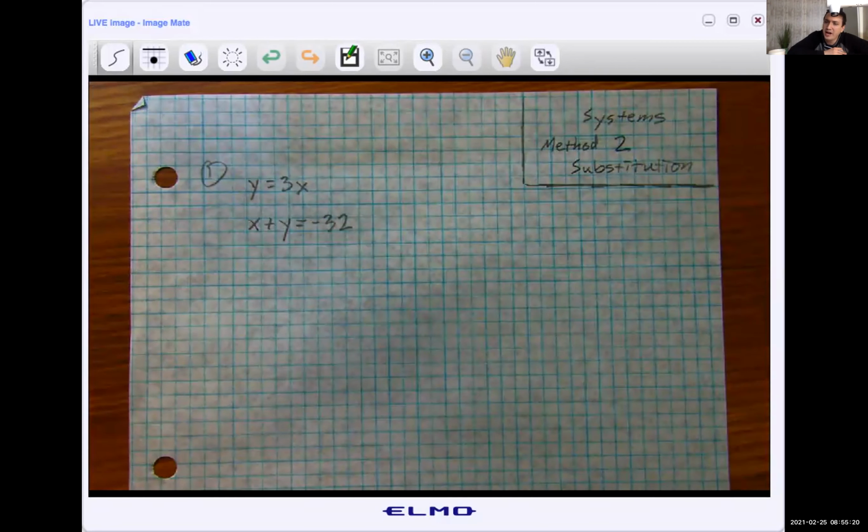Would you post in the chat, what do you notice? What do you wonder about both of those? If anything, do you notice anything? Do you wonder anything? As you're solving a system and figuring out what method you're going to use, you're going to want to be asking yourself, what do I notice? What do I wonder? It's going to help you when you decide which method you're going to use.